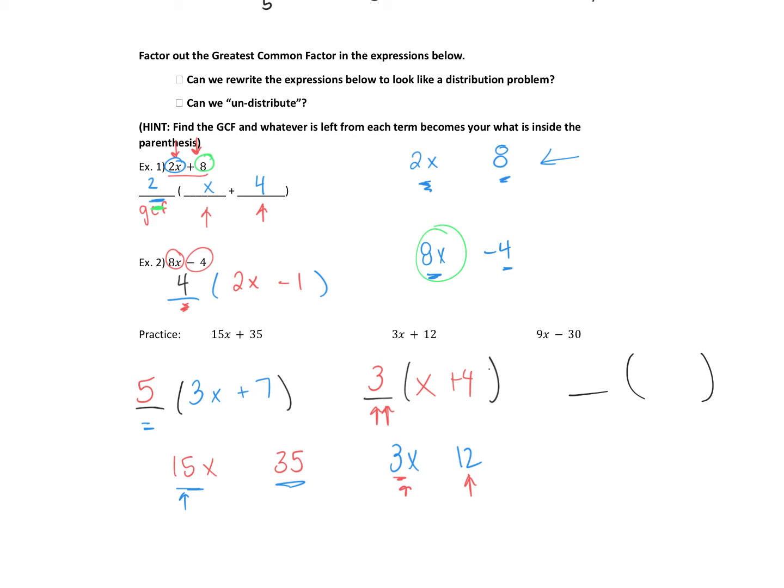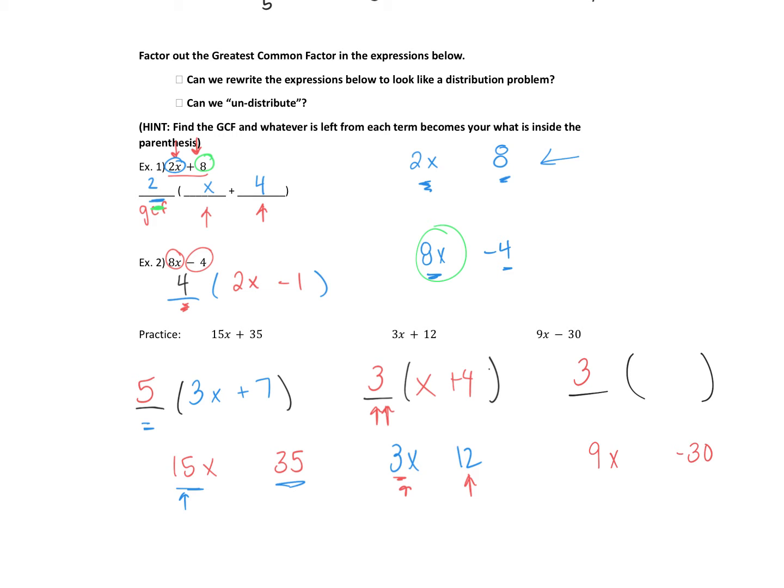And then the last one, I have 9x and a negative 30. Now, finding the GCF here, you know that 9 could fit into 9, but it can't fit into 30, so we know that the GCF is not 9. The next number that we multiply to get 9 is 3. I know that 3 fits into 9, and 3 also fits into 30. So 3 is my GCF.